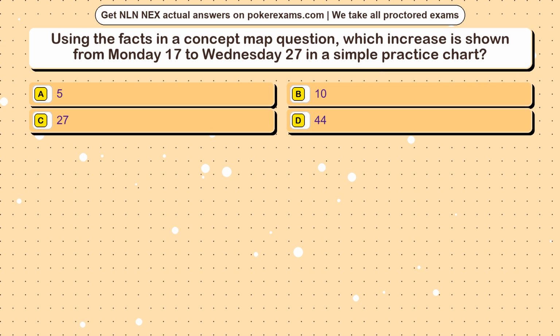in a simple practice chart? Option A, 5. Option B, 10. Option C, 27. Option D, 44.